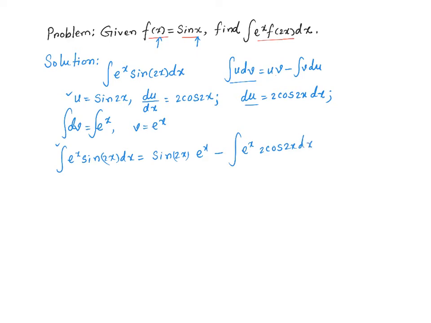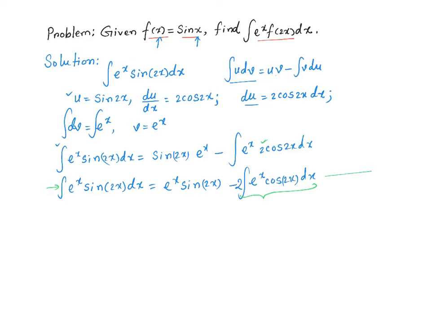Now I'm just going to rewrite it and simplify it slightly. Note I have done a very simple change here: the 2, I bring it outside the integral. Now you see the integral e to the power x sine of 2x dx is equal to this. Look at this part; we can use integration by parts again on it. Let me call this equation number 1. We will need this equation later on.